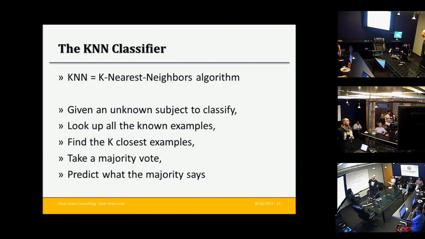And in plain English, this is what it does. The algorithm says, if you give me an unknown subject to classify, in that case an image, I'm going to look at every known example I have. That's my training set. In that case, I have like 50,000 images. I know what they are. I'm going to look for the K images which are the most similar to the one you gave me. Similar, you could translate to closest. So now I have K images which look similar to what I want, and I'm going to take a majority vote among these.